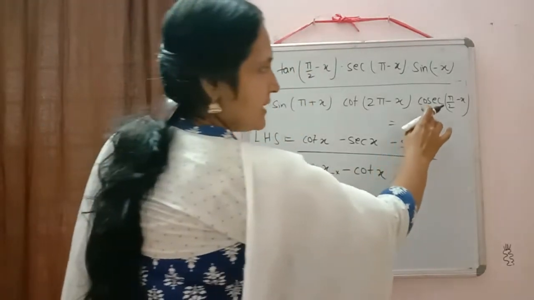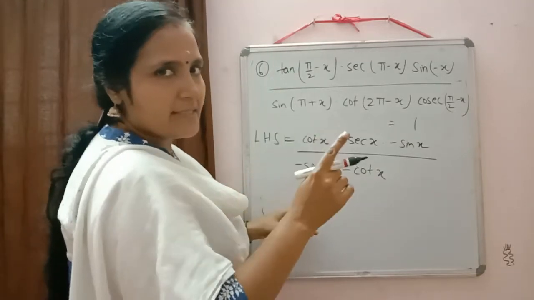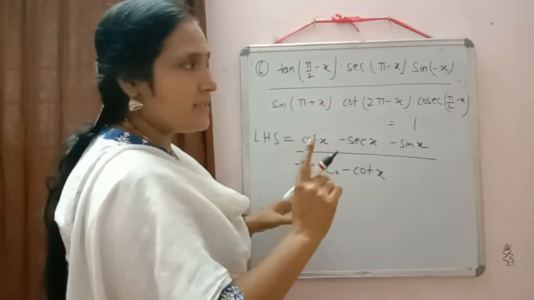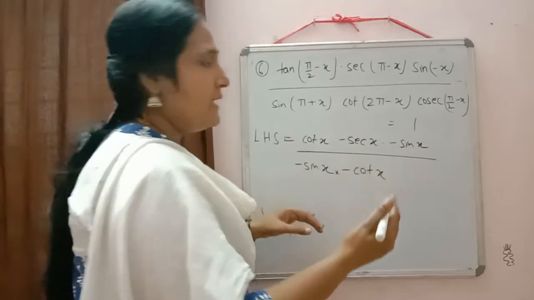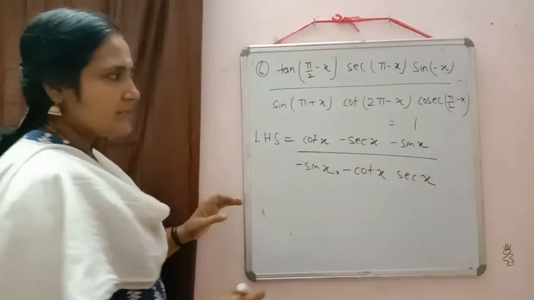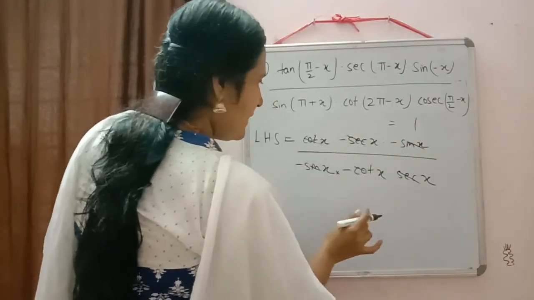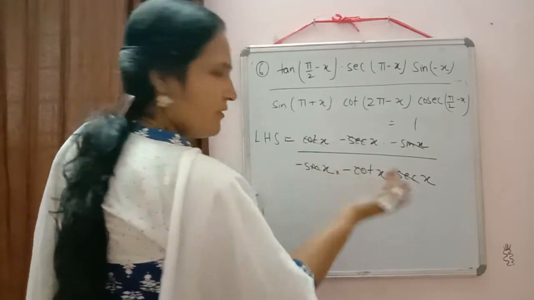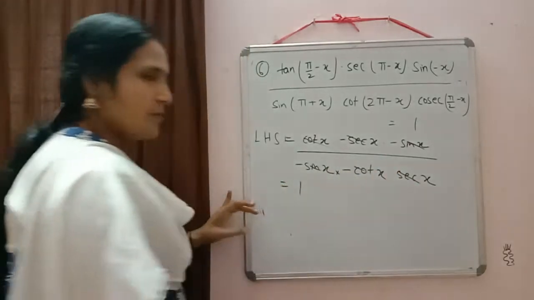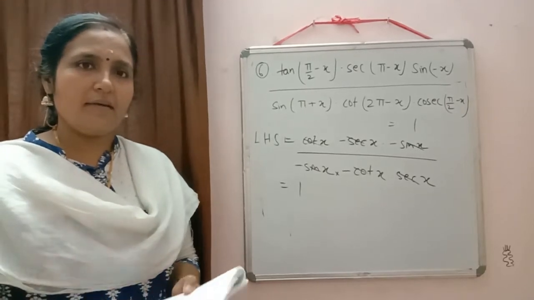Then next cosec(π/2 − x). π/2 − x, first quadrant, all positive, but cosec will change to sec. So it will be equal to sec x. So just to check, all the expressions will get cancelled. And how many negative signs? 1, 2, 3, 4. So our answer will be equal to 1. Okay. So moving on to the next question.